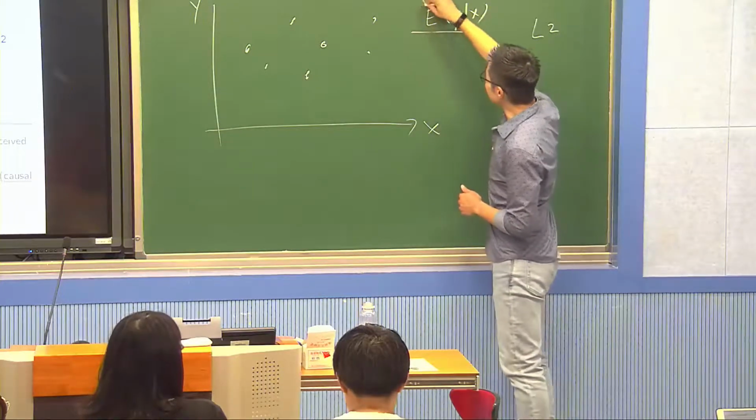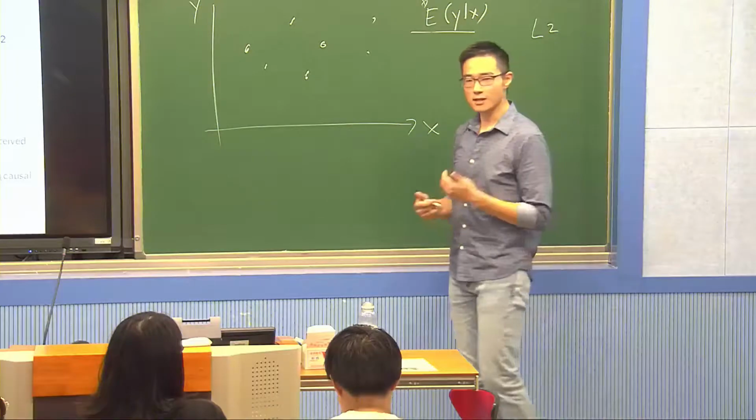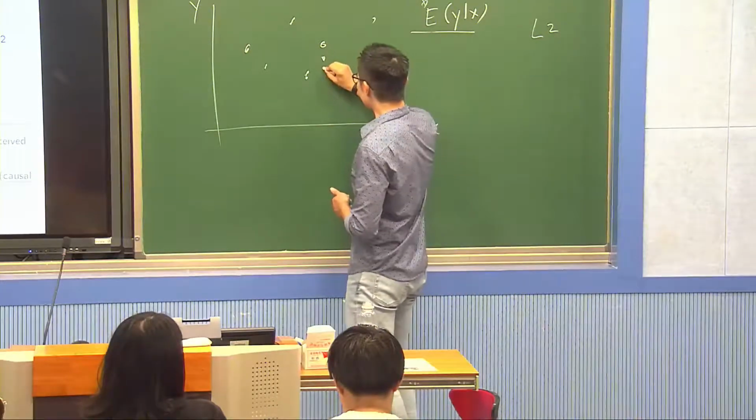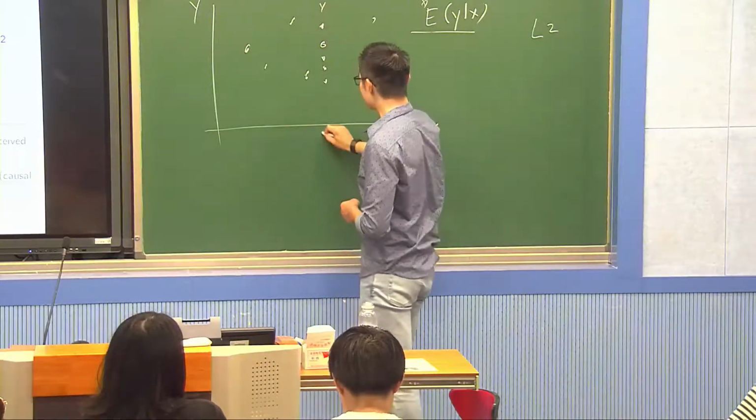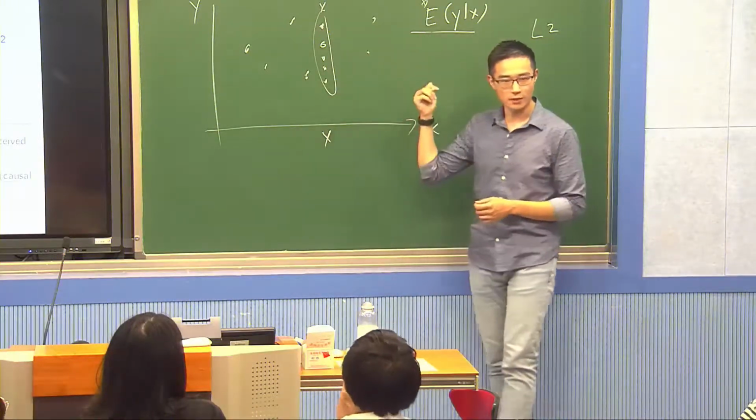But how do we find out E[Y|x]? There are a bunch of different ways. The simplest way is simply to average all the y values at this x. Just average them. And that's a pretty good predictor for E[Y|x].